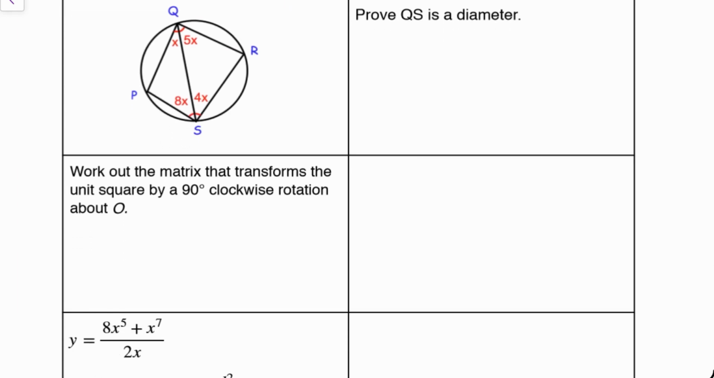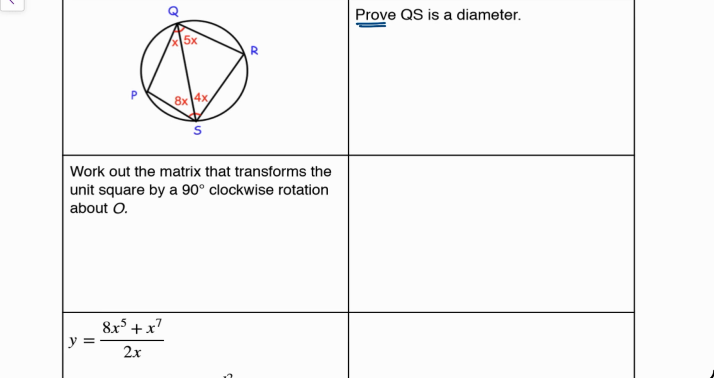Next question. Prove QS is a diameter. Now, the word prove here suggests you need to write various angle rules and show very carefully what you're doing. You can't just write some maths down. So I'm going to talk to it rather than write it because it's just a lot of stuff. So I will try and make it clear what you're doing. Now, QS will be a diameter if it is the case that these angles here are right angles. So what I'm basically trying to prove is that those angles add to be right angles, and therefore I'm using one of my circle theorems.